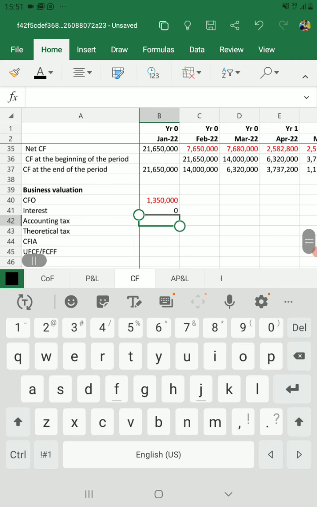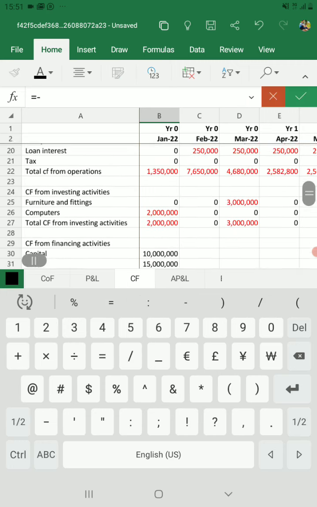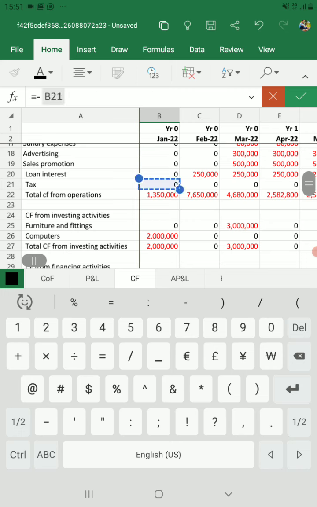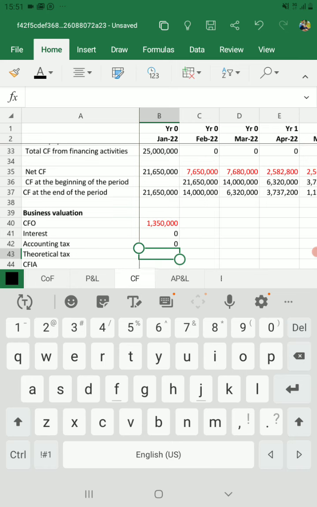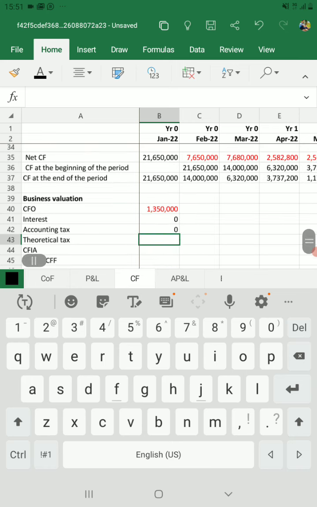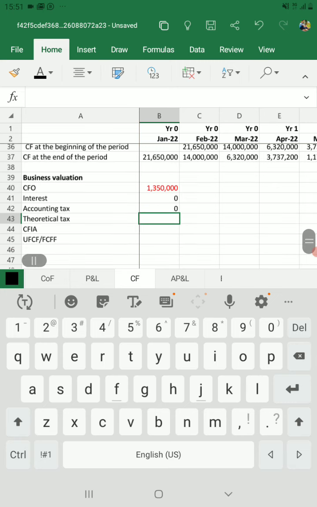We add back accounting tax, so start with an equal sign, then negative, then pick the accounting tax, which is in the cash flow. And then theoretical tax, now we have to compute this as we did on the yearly basis.